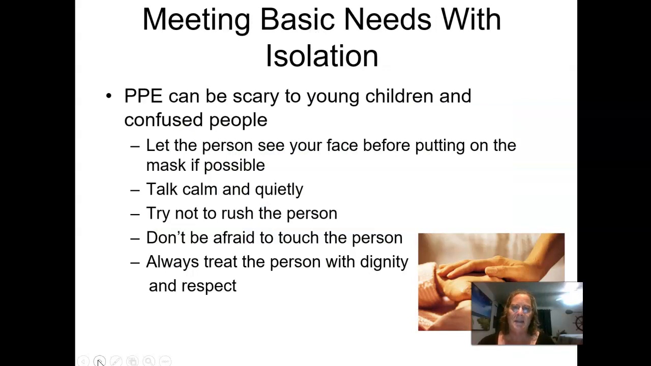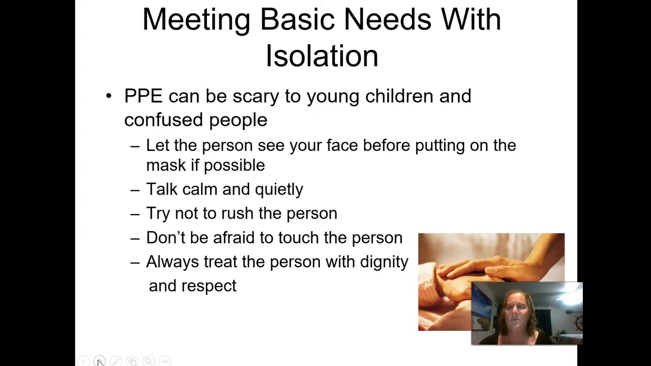As far as meeting basic needs with isolation, PPE can be really scary to young children, and to our confused elderly patients, especially our patients that have dementia. So let that person see your face if at all possible before you put on that mask. Now, granted, if it's airborne, that's not going to be an option for you, but for contact, it probably will be.